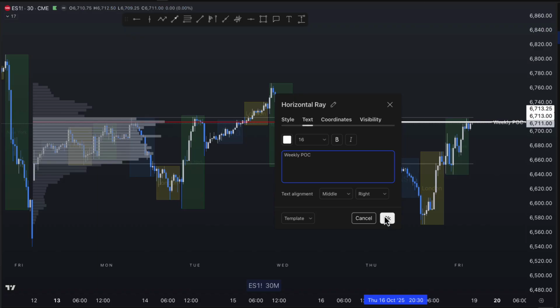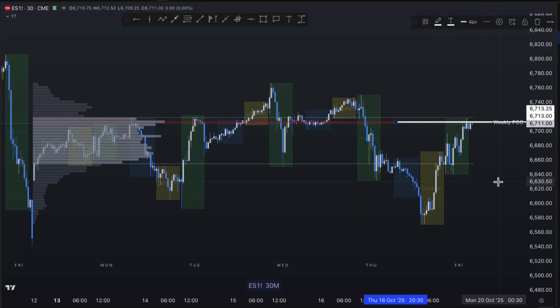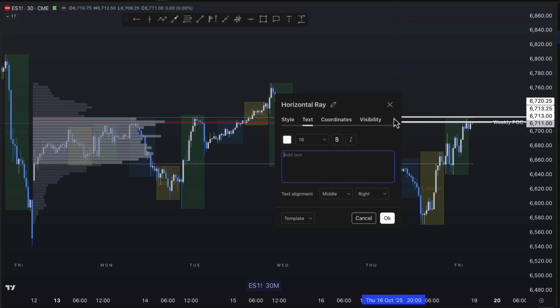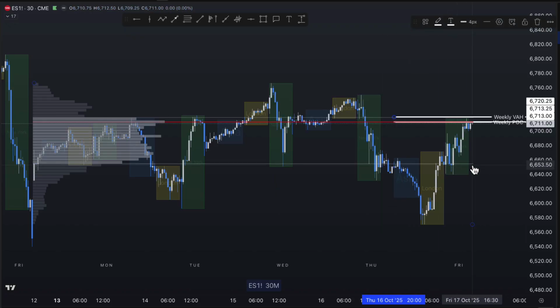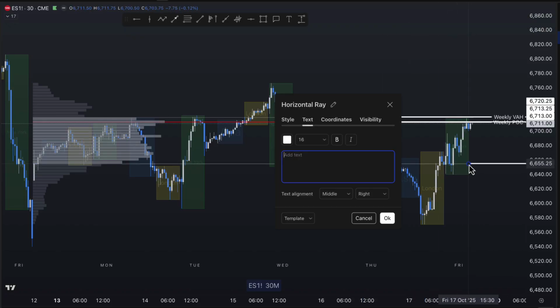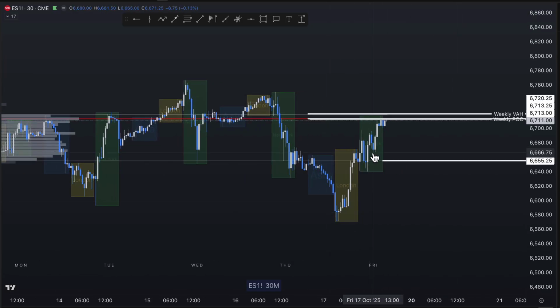Now, one of the things we discussed in our group is that we are at this weekly POC, we are certainly not at an edge. So really wasn't a whole lot of things to trade here in my humble opinion. Then you can mark this as the weekly value area high. And the weekly value area low is down here. I probably need to move those levels. Weekly value area low. So certainly some good levels to keep in mind as the week goes on.